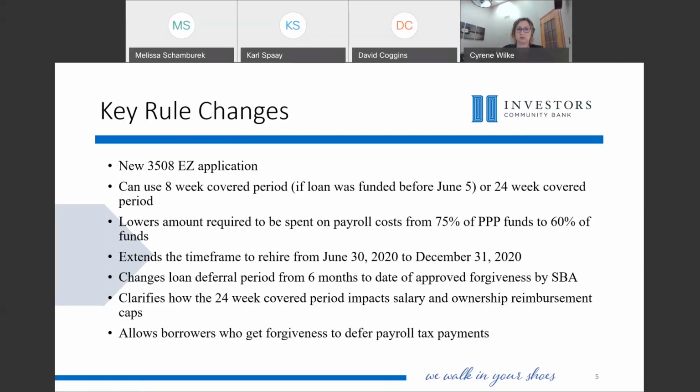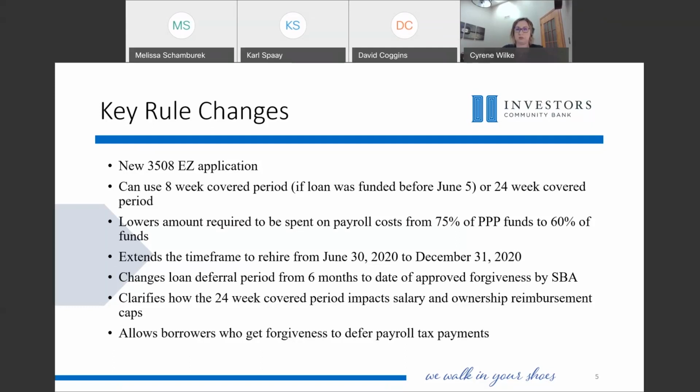There was a loan deferral period in the original program of 6 months. So from the time your loan was originated to 6 months later, your loan interest and principal payments were deferred. It changed that, and we'll talk about the changes. It gave you more time of deferral.